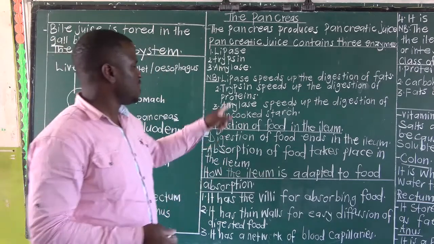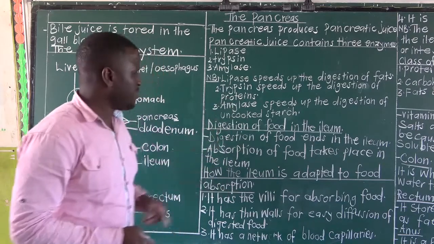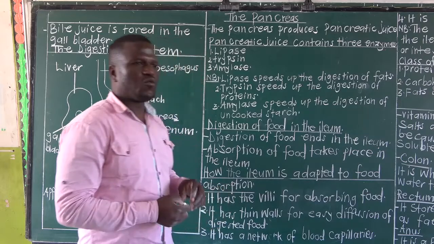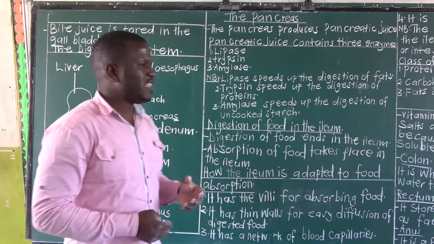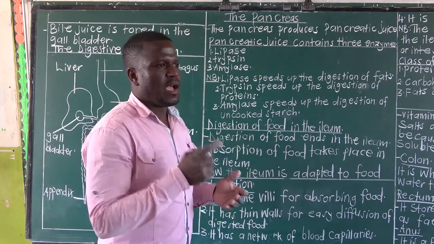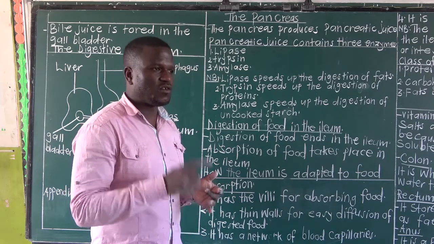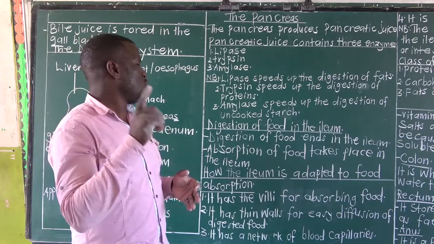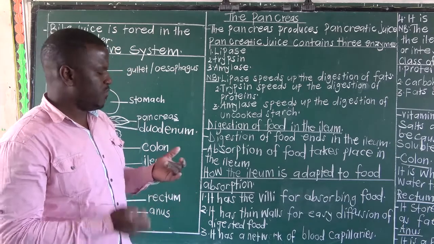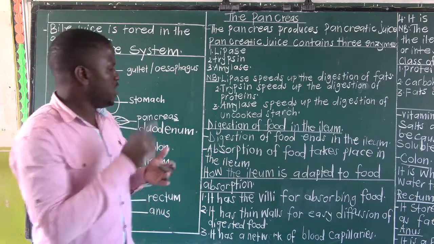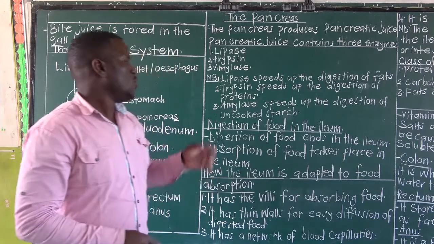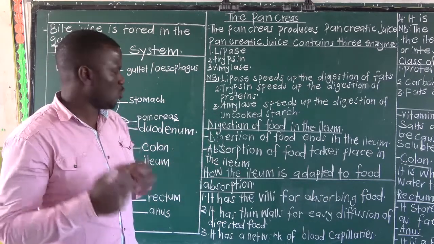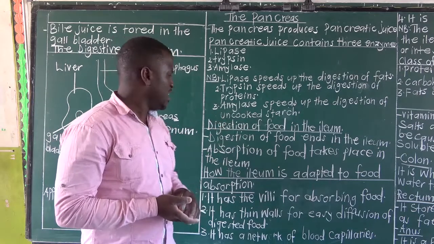Pancreatic amylase, because it is produced by the pancreas, and its major function is to speed up the digestion of uncooked starch. By uncooked starch, we mean starch that has not been cooked. For example, raw cassava, raw sweet potatoes, raw carrots. If you eat sweet potatoes or cassava which are raw, that food is called uncooked starch because you have not cooked it. So its digestion takes place in the duodenum.